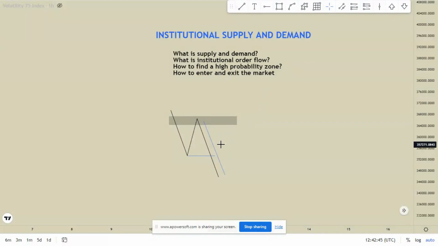So institutional order flow is going to be how these institutions fill in what we call orders. How do they fill in orders? For them, they use two ways. One of them is they can choose to be passive. Or there are what we call types of traders: passive traders, and then aggressive traders. Those are the two types.